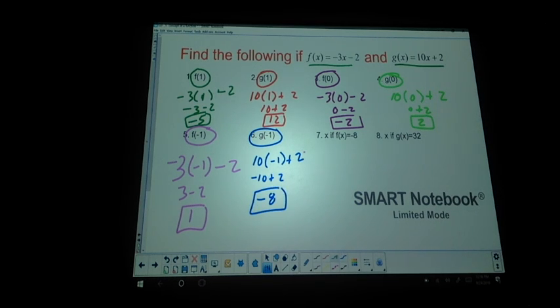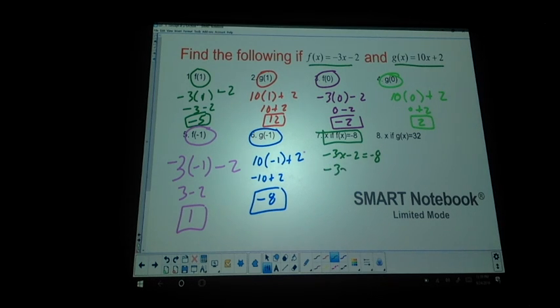Now we get to a little different rock and roll. What do you think I should do here? And why? There you go. So you're going to have 3x minus 2 is equal to negative 8. They want to know what the function of x is, and that happens to be equal to negative 8. We're going to go ahead and solve this.